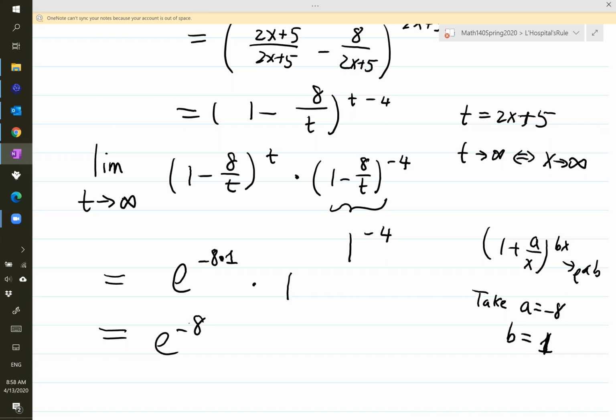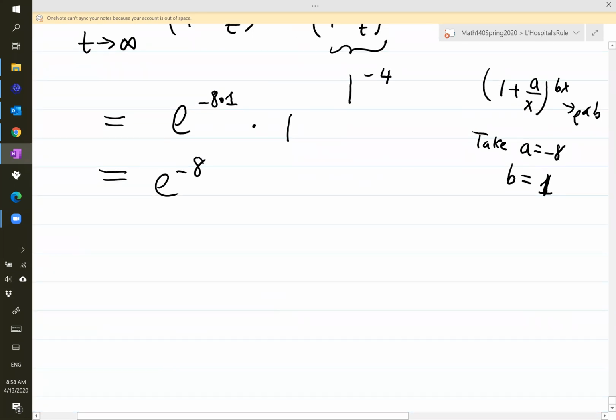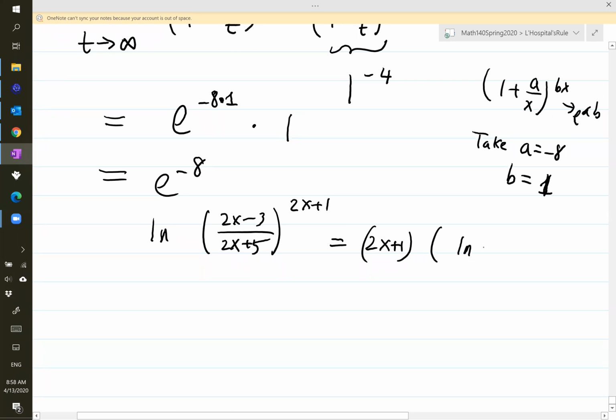For this limit, you can use a general procedure: take the ln, and then use L'Hopital's rule. So if you take the ln, you can apply L'Hopital's rule. Take the ln of (2x minus 3 over 2x plus 5) to the power 2x plus 1, and you get 2x plus 1 times ln of (2x minus 3 over 2x plus 5).